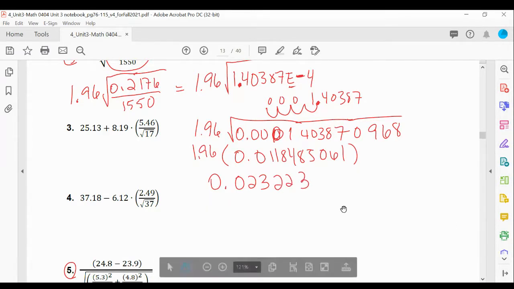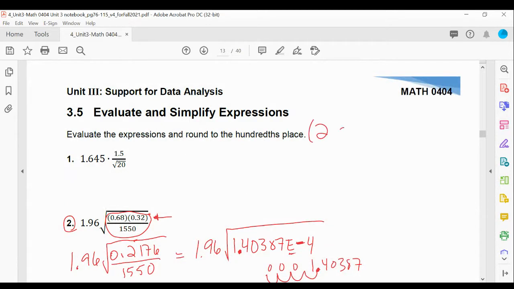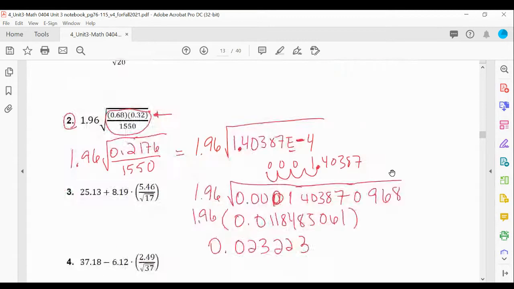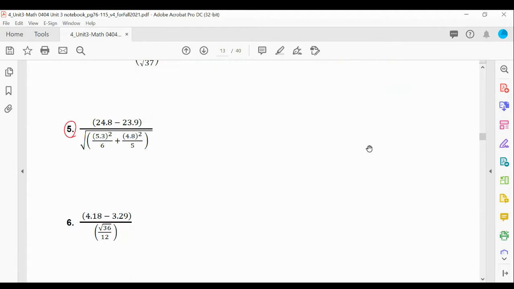0.023223. And this one, they might ask you to round to the nearest hundredths, so that's actually 2 decimals. So if they're asking you to round to 2 decimal places, then I underline 2 decimal places and I look at the 3rd decimal place. If that's 5 or higher, I round up. If it's less than 5, this rounds to 0.02. It stays as 0.02. Okay? And circle your answers so we can find them.